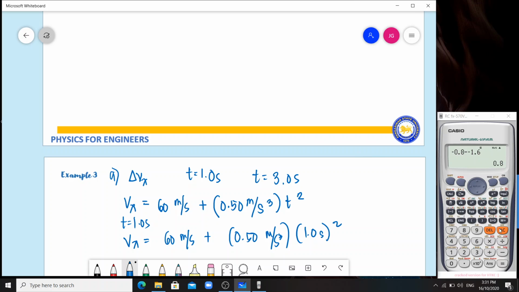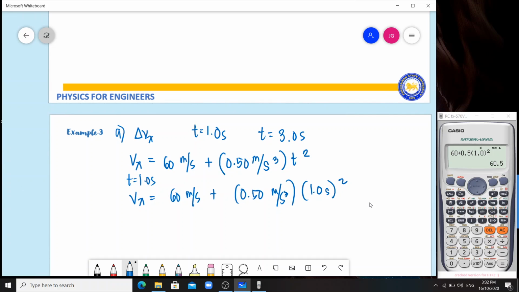So, 60 meters per second plus 0.50 meters per second cubed times 1.0 second squared. That is 60 plus 0.5 times 1.0 squared, which is equivalent to 60.5. Following the significant figures, we use the fewest significant figures in the product, so 1 decimal place. When adding, we follow the fewest decimal places, which is none. So our vx should be 61 meters per second.